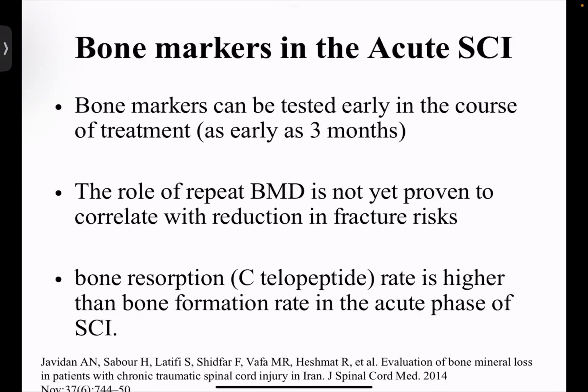Now, coming to the bone markers in acute spinal cord injury. Bone markers can be tested as early as 3 months after starting the treatment, or even in the acute phase, to check the bone turnover. The role of repeat DMT is not proven to correlate with a reduction in fracture risk. Bone markers can be checked to assess bone turnover, but they do not effectively correlate with bone mineral density. The bone resorption rate is higher than the bone formation rate in the acute phase of spinal cord injury.